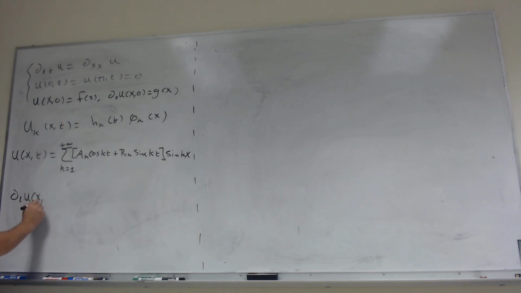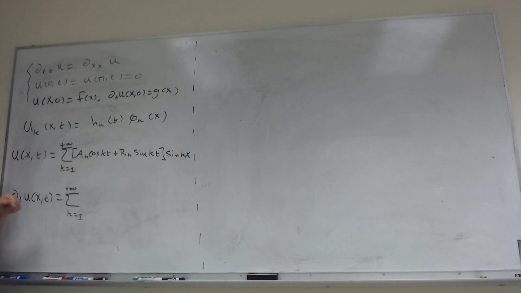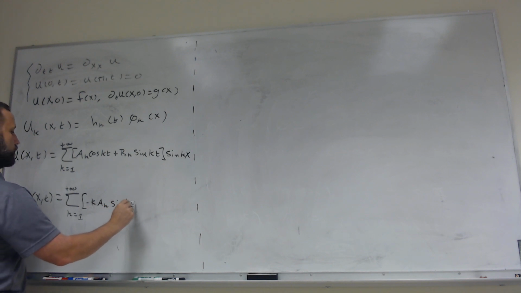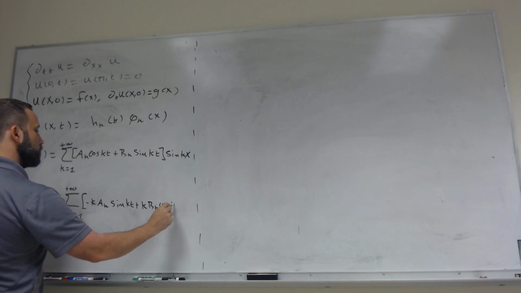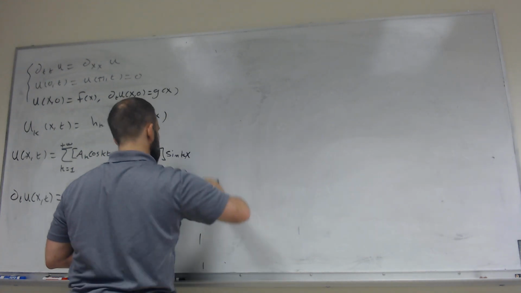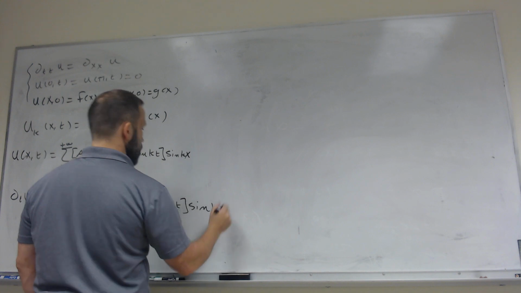So this is going to be the sum k equals 1 to infinity. It's just going to be the derivative of this part. That's a constant as far as t is concerned. So what we're going to get is minus k ak sine kt plus k bk cosine kt, times sine kx, and I'll step out of the way.